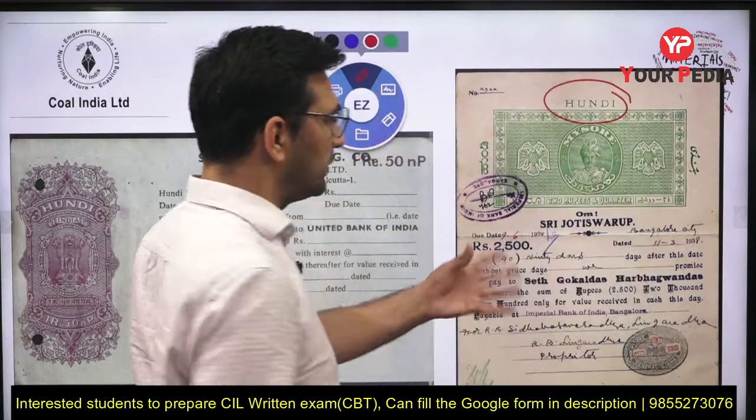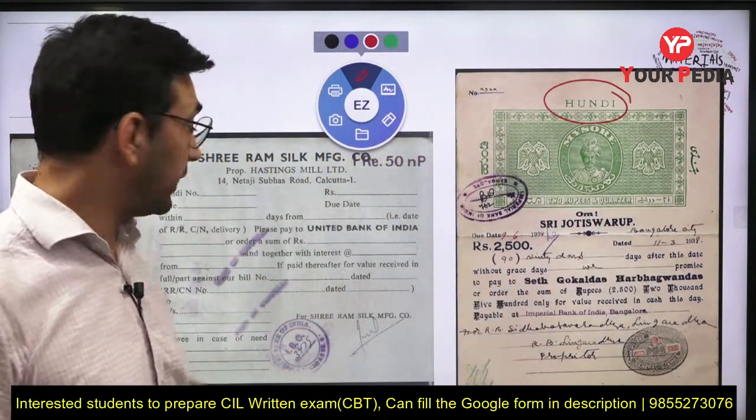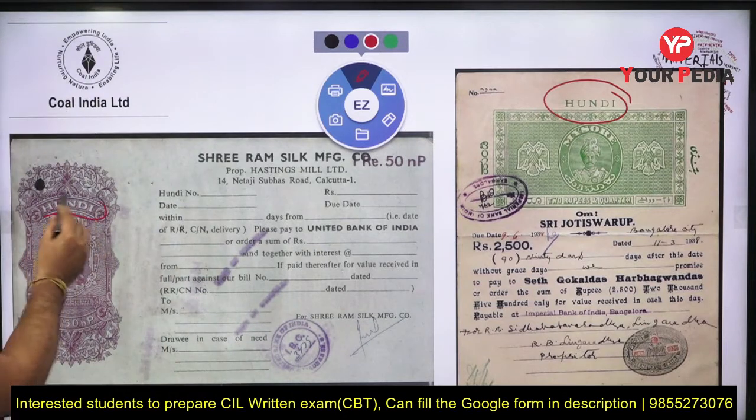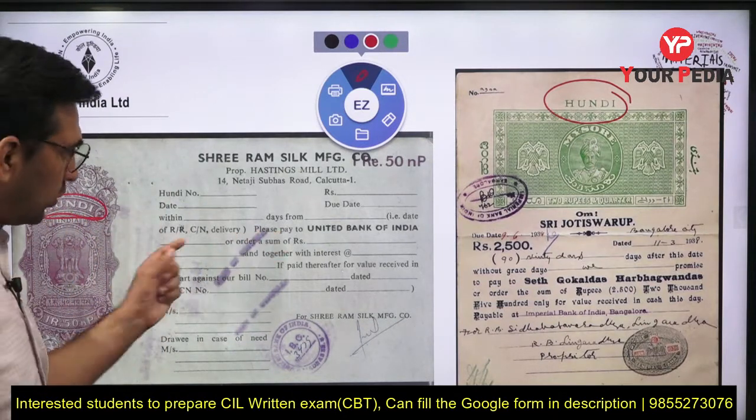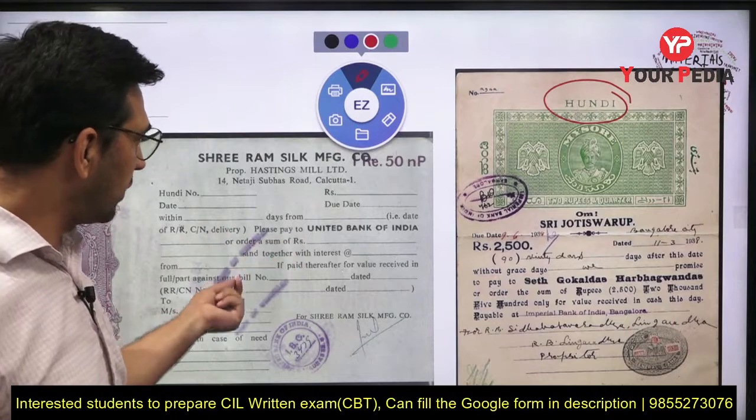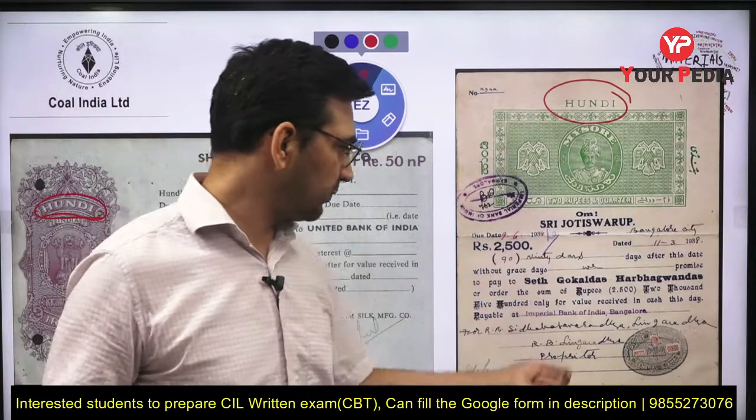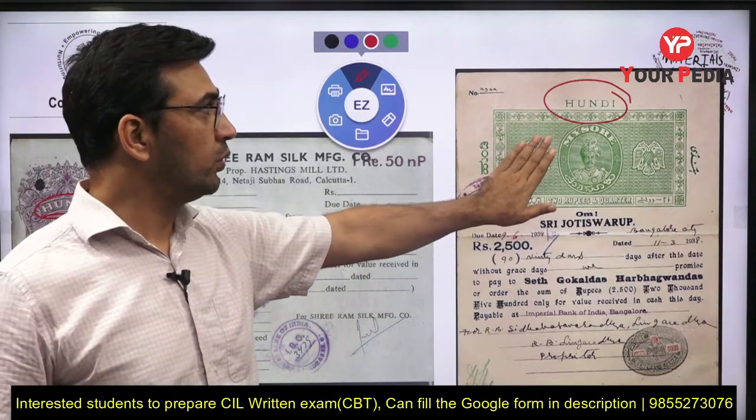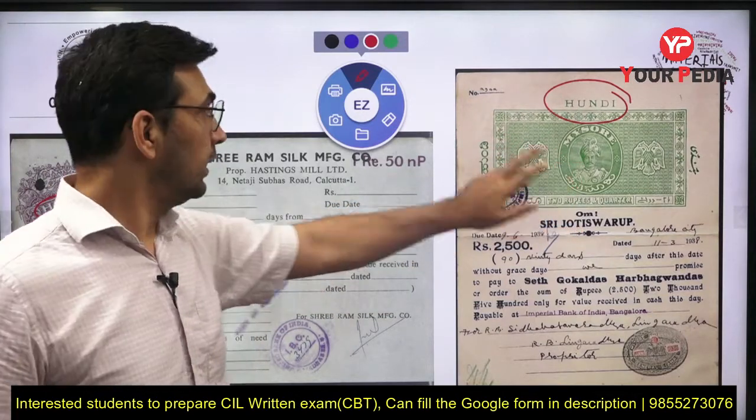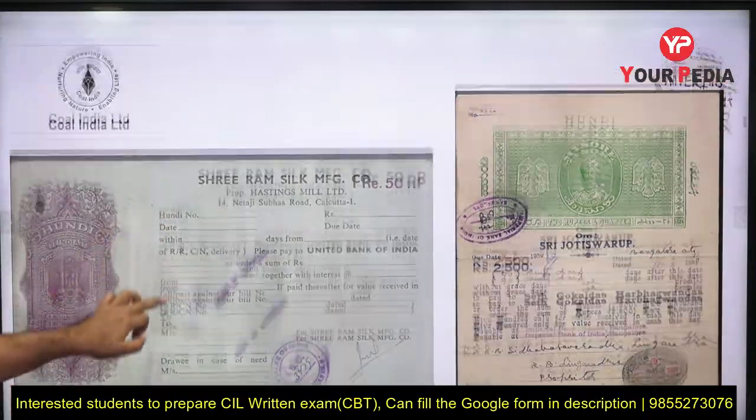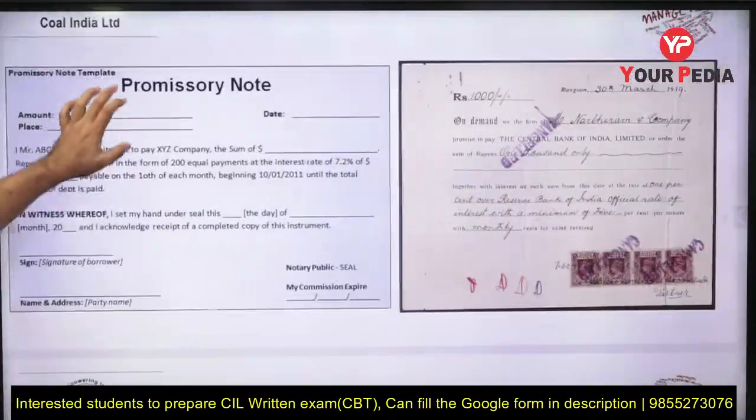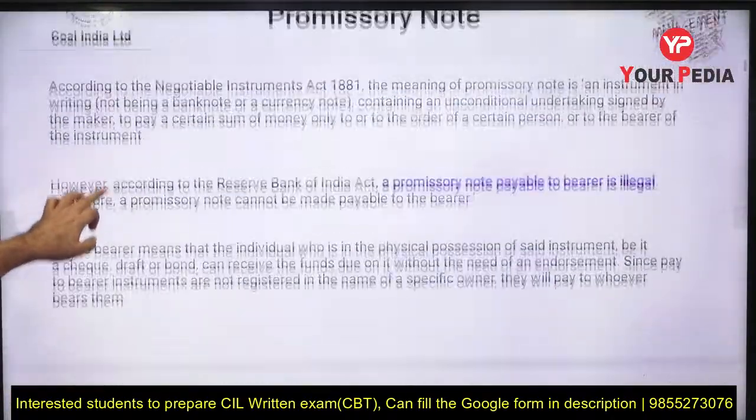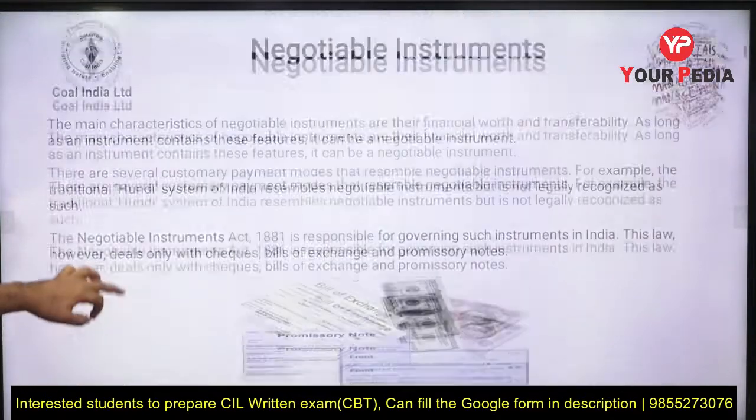Here, if you see, it is clearly written Hundi. That means it is a kind of promise to make the payment. And here also Hundi is written, and again it says this much amount we are going to pay at an interest rate of something, and both parties have signed. But as I told you, the Hundi system is not legal in India now, right? It will appear the same as these other negotiable instruments.